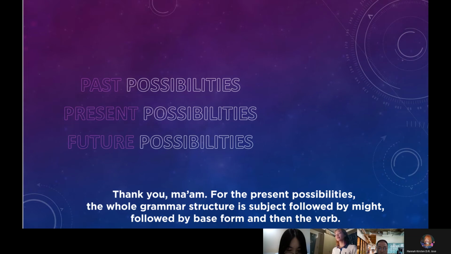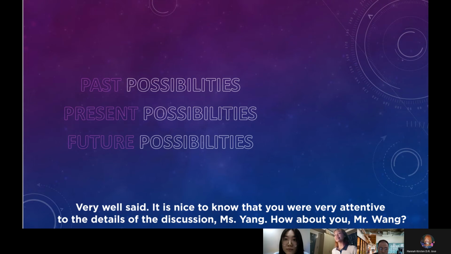For the present possibilities, the whole grammar structure is subject followed by might, followed by the base form and then the verb. Very well said. It is nice to know that you were very attentive to the details of the discussion, Miss Yang. How about you, Mr. Wang?